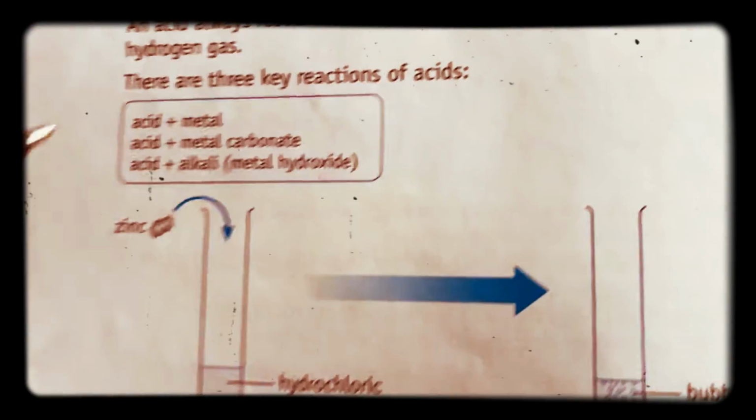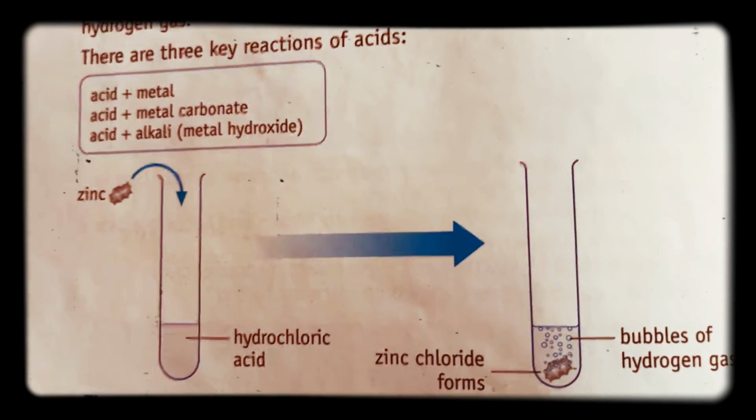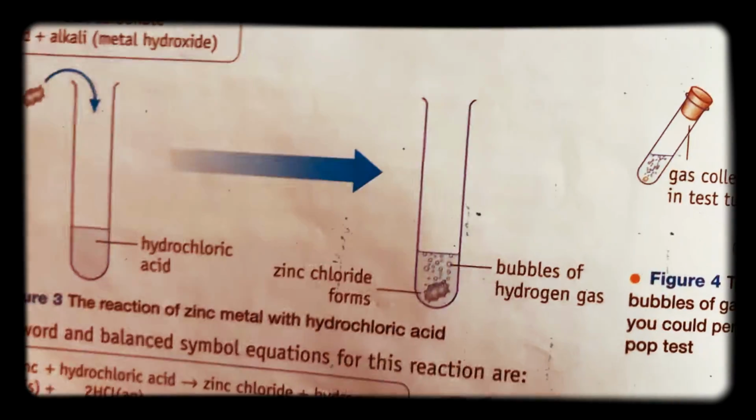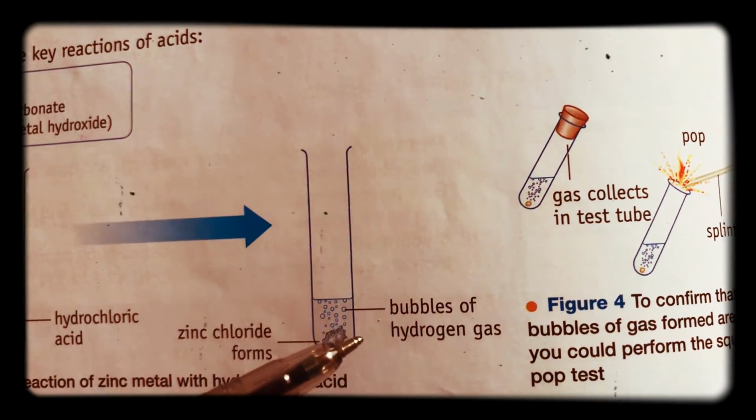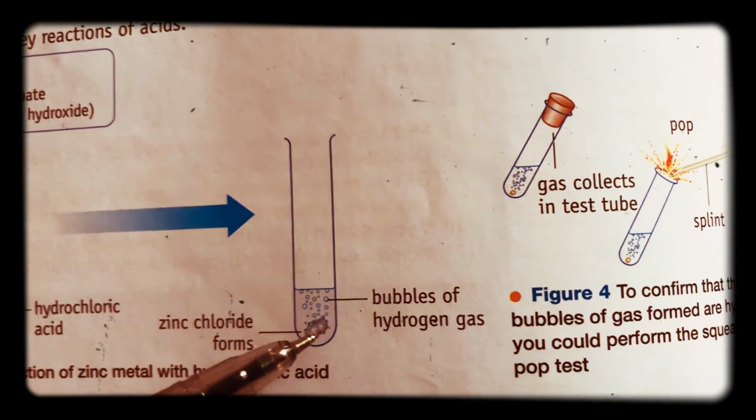Now, whenever you have an acid reacting with a metal and the reaction takes place, you do form bubbles; you do see fizzing. That's the evidence of a chemical reaction taking place, and the bubbles are actually hydrogen gas.